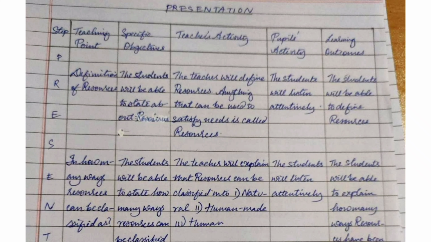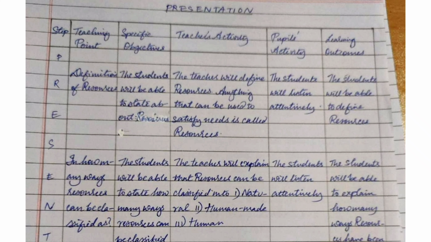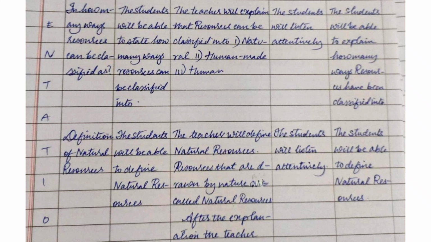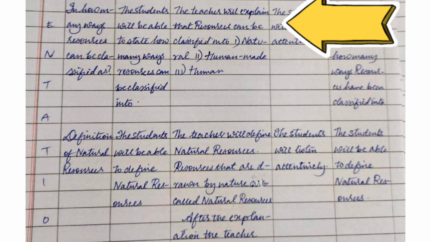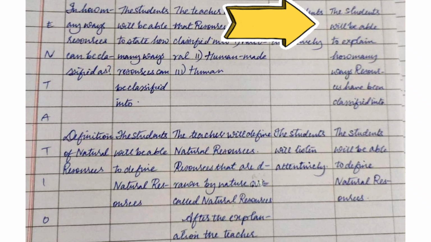And the second point, the teaching point, is in how many ways resources can be classified as. This was a question. The specific objective for this would be the students will be able to state how many ways resources can be classified into. And the teacher's activity for this is the teacher will explain that resources can be classified into number 1 natural, number 2 man-made, number 3 human. The pupil's activity is that the students will listen attentively, and the learning outcome says the students will be able to explain how many ways resources have been classified into.